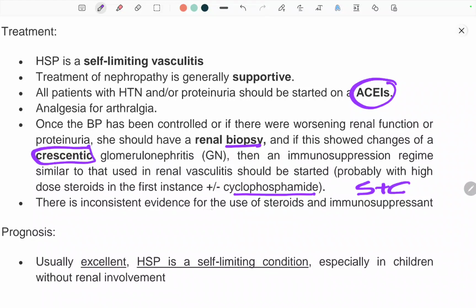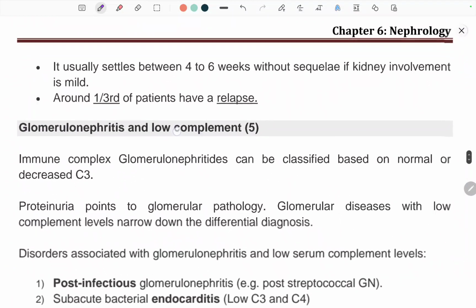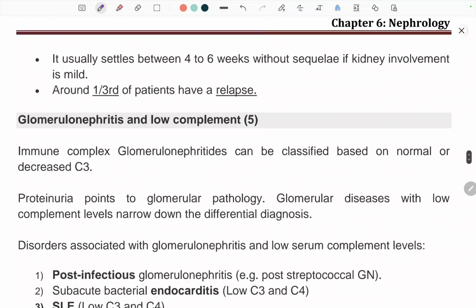There is inconsistent evidence for the use of steroids and immunosuppressants. Prognosis is usually excellent. HSP is a self-limiting condition, especially in children without renal involvement. It usually settles within 4 to 6 weeks without sequelae. If kidney involvement is mild, around 1/3 of patients have a relapse.